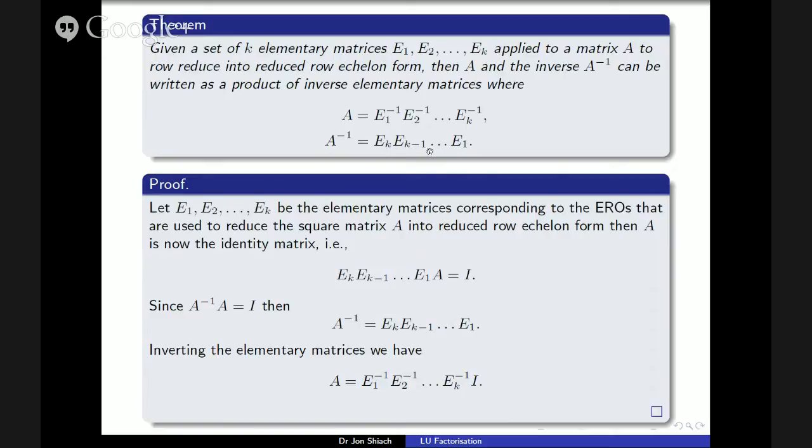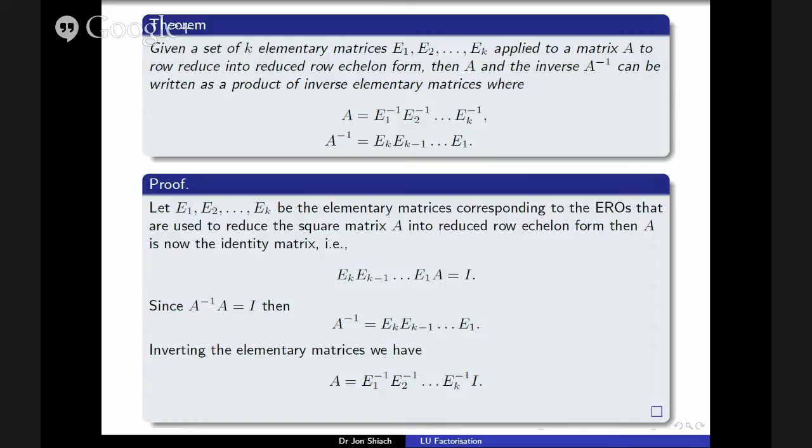We can calculate the inverse of A quite simply. A is, if we reverse this sequence here and we find the inverse of the elementary matrices, we can go upwards. So that's the first row operation, inverted, multiplied by the second row operation, inverted, etc. Let me show you a proof of that.